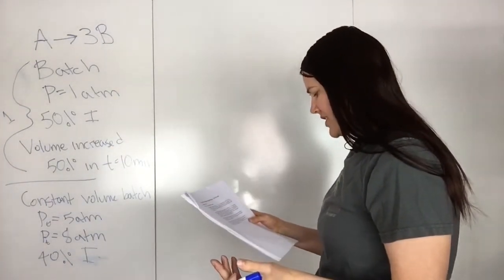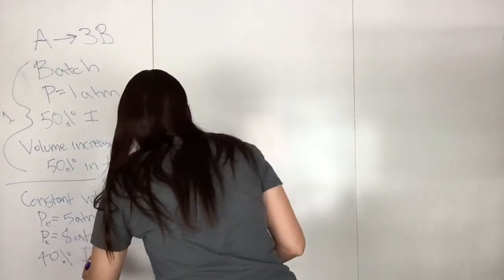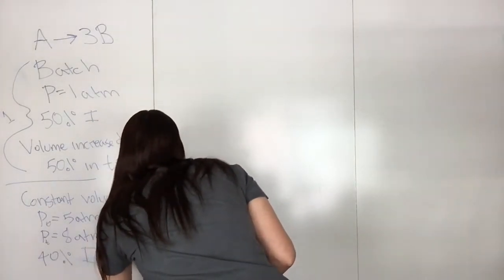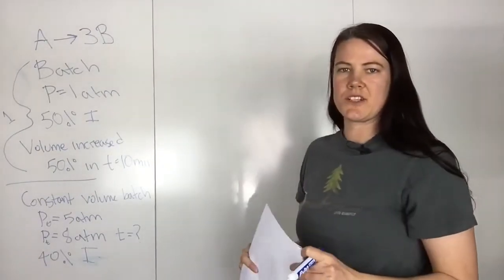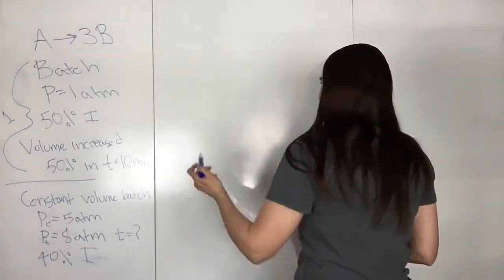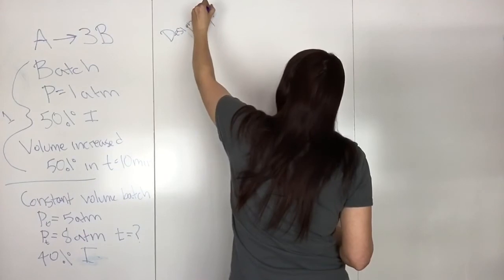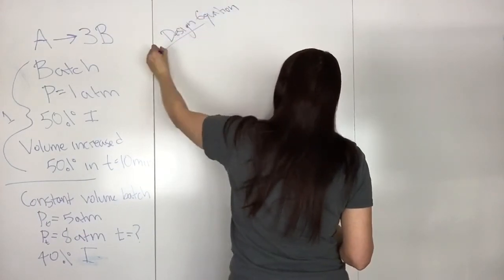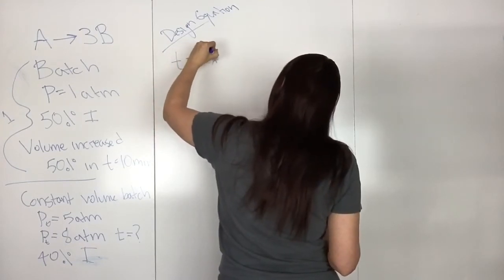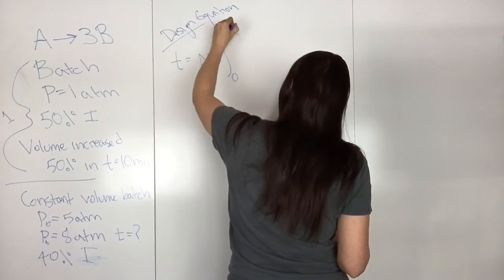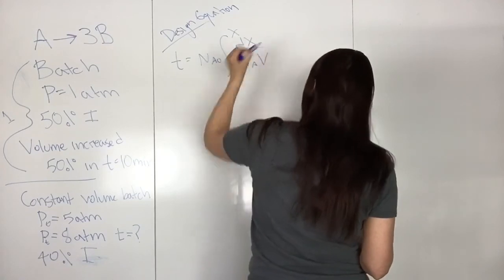Alright, so then the question is, how much time will it take for the pressure to reach 8 atmospheres? So time equals question mark. So first of all, let's look at the design equation for a batch reactor. The design equation for a batch reactor is time equals Na naught integral from 0 to x of dx over minus RAV.